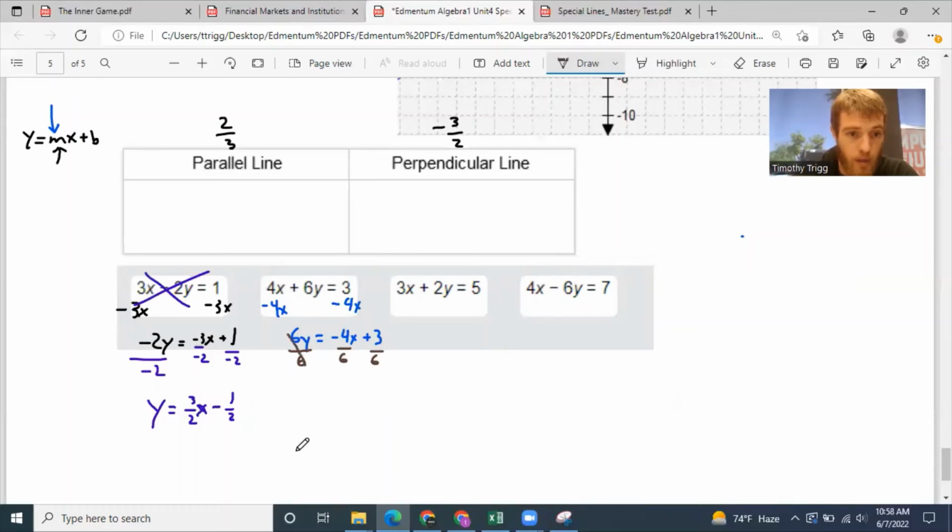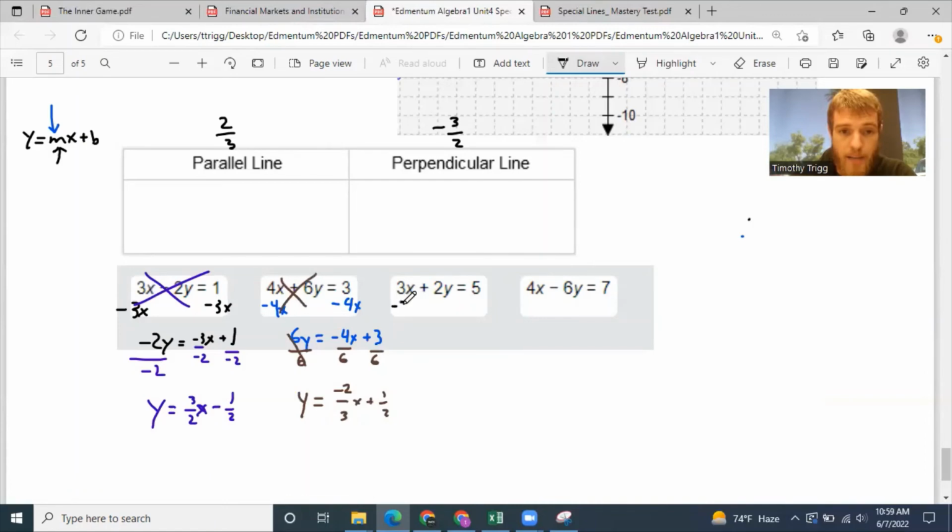Remember, whatever you do on one side of the equation, you have to do on the other side of the equation to keep it equal. Now this fraction, 4 over 6, we can reduce that by a factor of 2, giving us negative 2/3 x. And this reduces to 1/2 because 3 is half of 6. Now, does this look like parallel? Well, no. Is it perpendicular? Well, no. So this one's going to go in neither as well. Let's go ahead and try the next one.